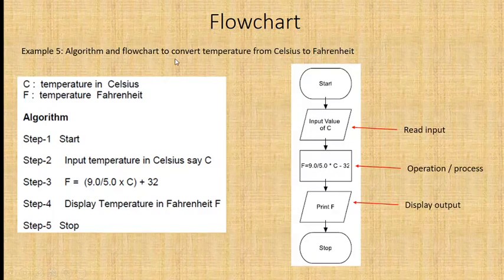Okay, this is a flowchart to convert temperature from Celsius to Fahrenheit. So same, we have an input value of C, and then we have the operations. This is the formula to calculate Fahrenheit from Celsius, and then we display F. This means display the output.